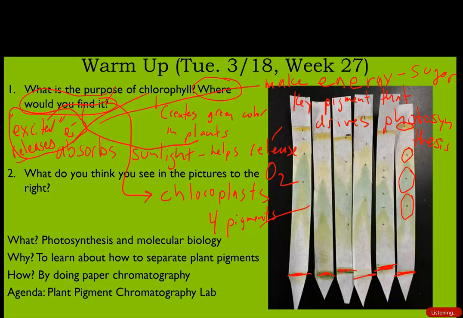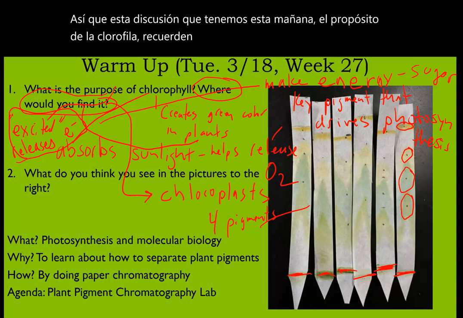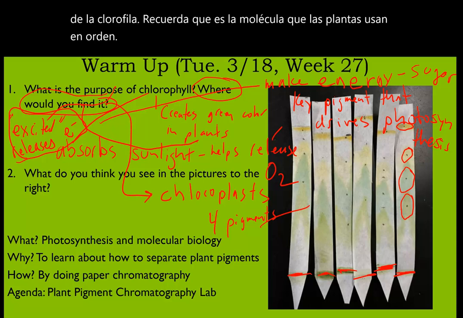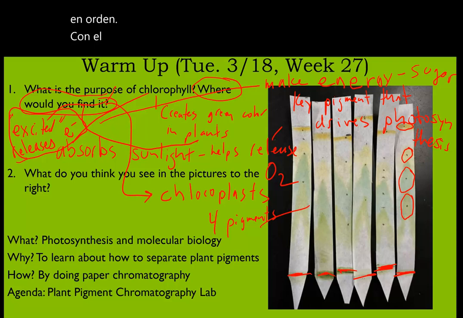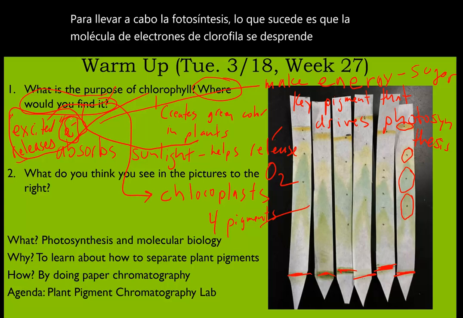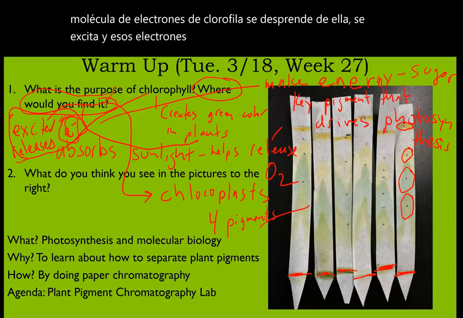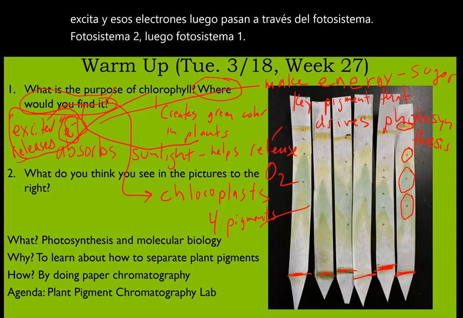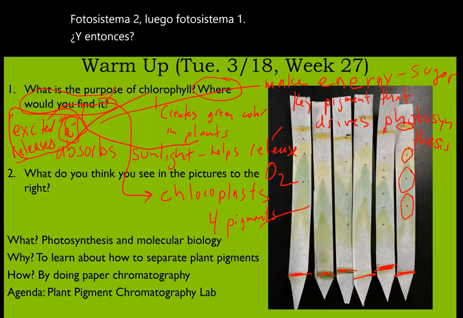So this is the discussion we had this morning. The purpose of chlorophyll, remember, it's the molecule that plants use in order to conduct photosynthesis. What happens is the molecule of chlorophyll, electrons pop off of it. It gets excited. And those electrons then go through the photosystem, photosystem 2, then photosystem 1. And then the process of photosynthesis continues there.